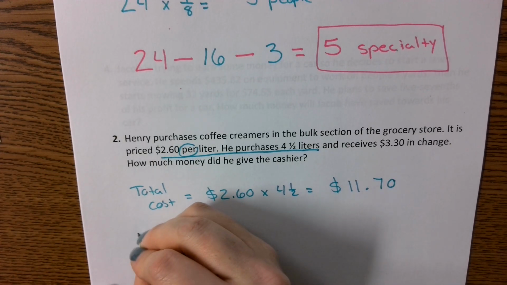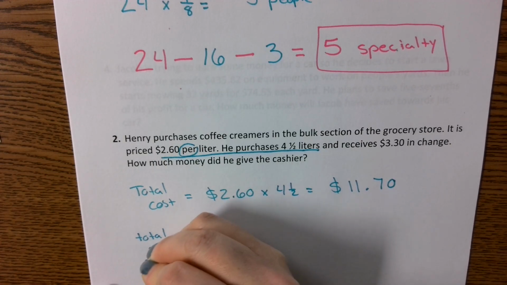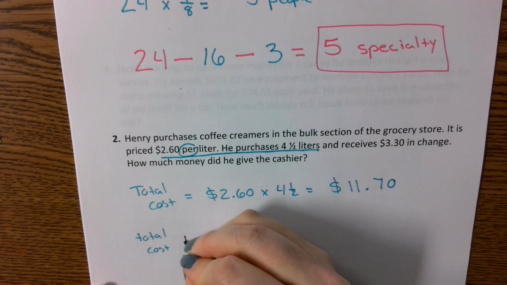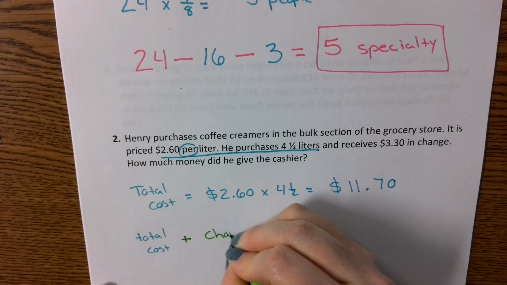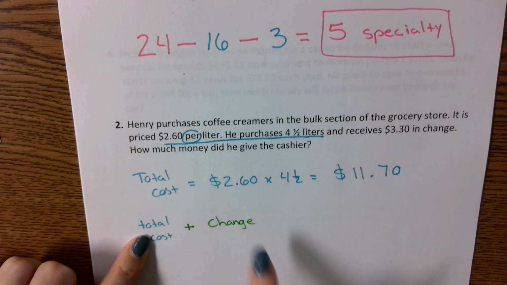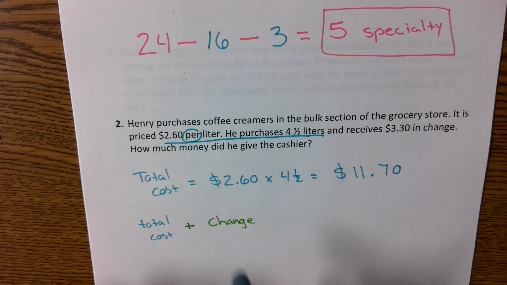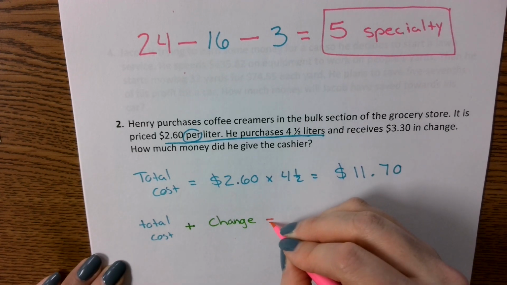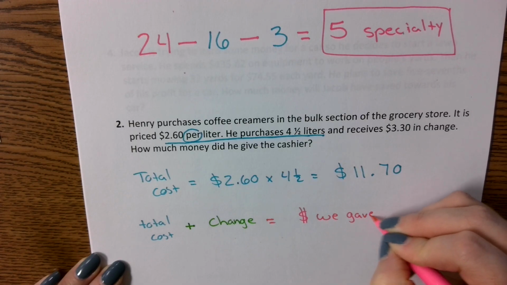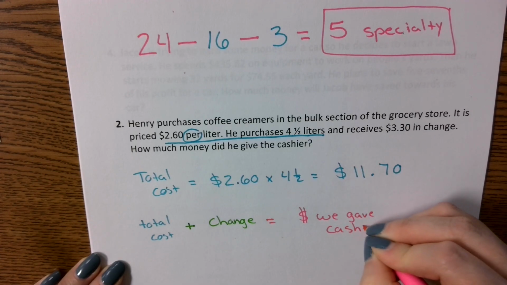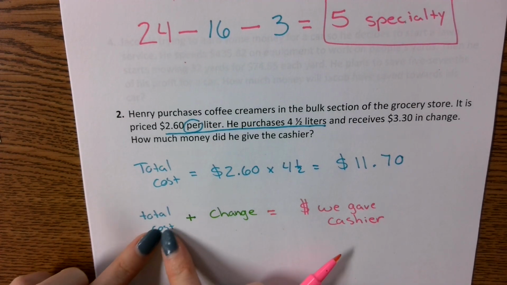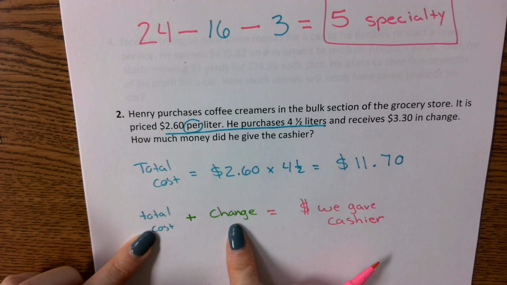So in order to get change back, what we're going to do is we're going to take our total cost, not subtraction, we're going to add our change. Okay, if you take the cost and the change and add them together, that's going to equal the money we gave the cashier. Okay, we give them money, they take away our total cost and they give us change back.